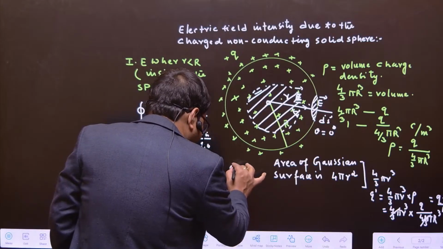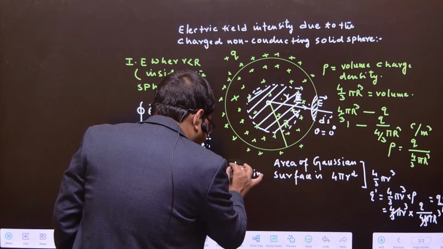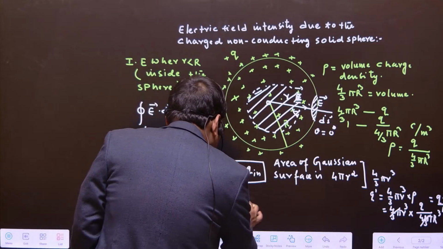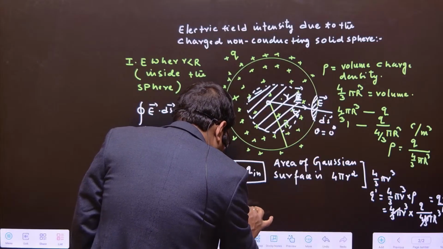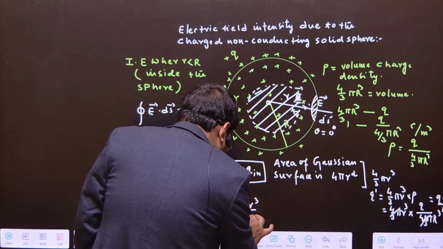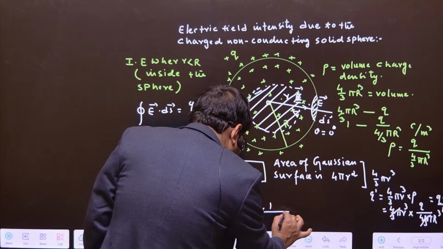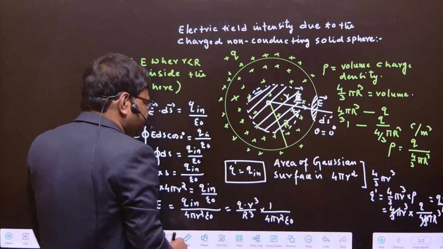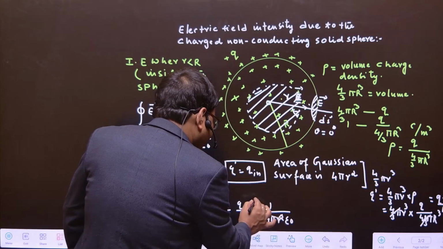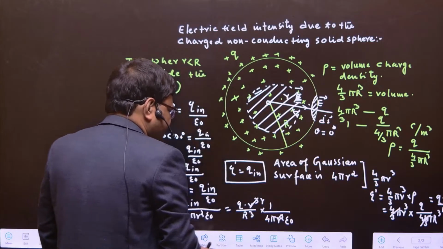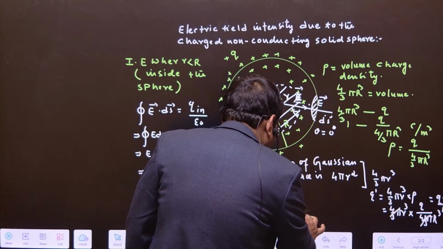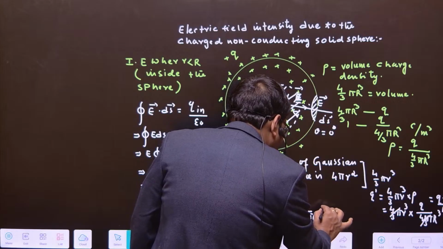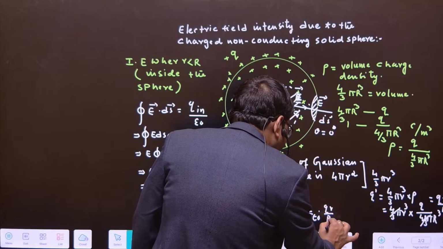Here Q dust means Q enclosed, Q in. So instead of Q in, we can write the charge: Q into r cube divided by R cube, into 1 by 4 pi r square into epsilon naught. Here r square with 1 r square leaves just 1 into r. Finally, we are getting 1 by 4 pi epsilon naught, Q into r divided by R cube.